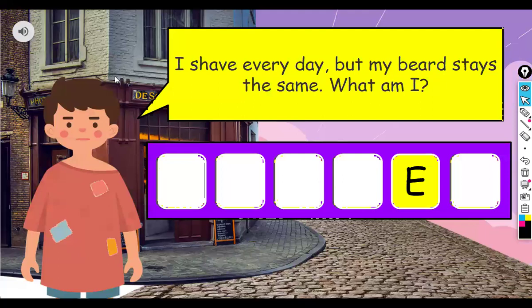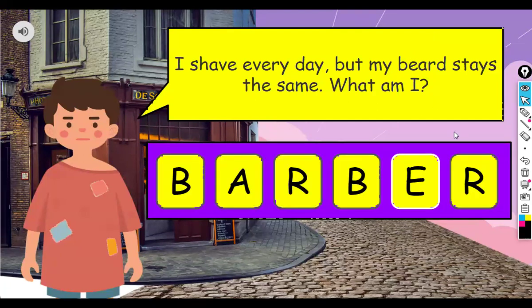Sarah, correct. Tyler, close. Sarah has it correct. Anybody else want to take a shot? The answer is a barber. He shaves all the time, just not his own head or beard, right? But the answer would be barber. All right, let's move on.